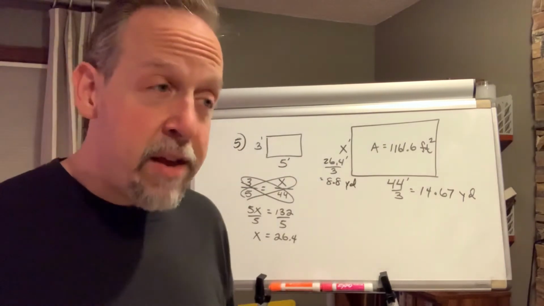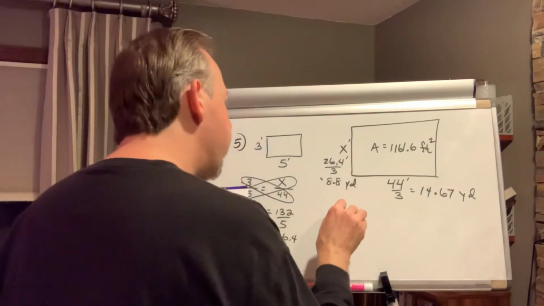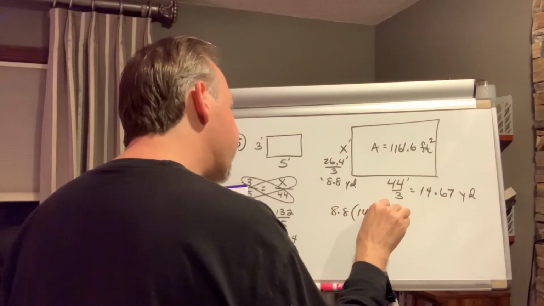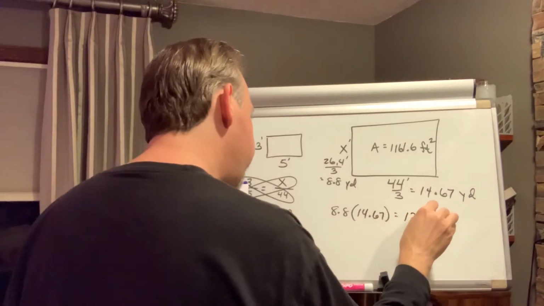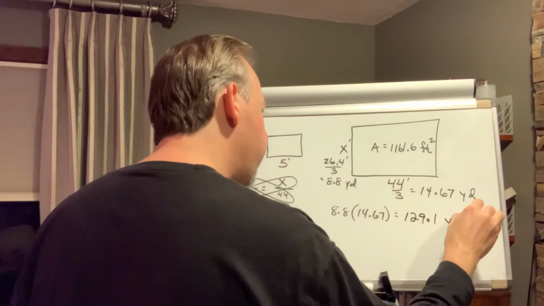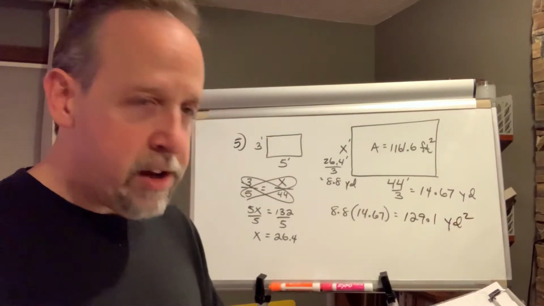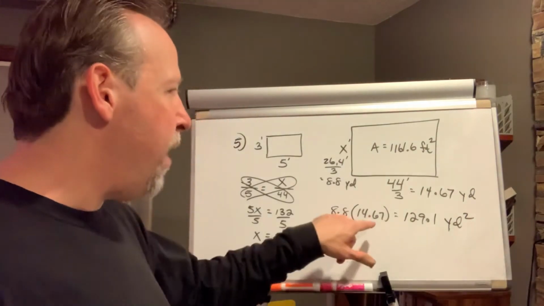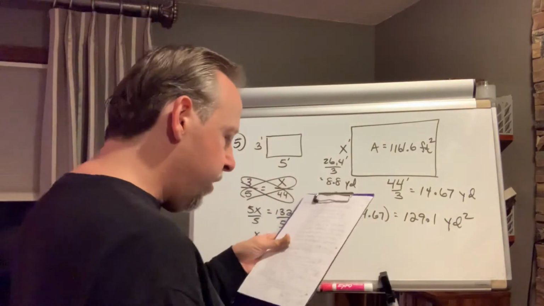Now, if I want to find the area in square yards, I'll multiply them together. So 8.8 times 14.67 is our answer in yards, which is 129.1 roughly square yards. The answer choice that is correct is answer choice C. It's not exact. It's 129.06, but that's because we rounded right there, and that's why the answer is a little bit off, but the answer is still C.